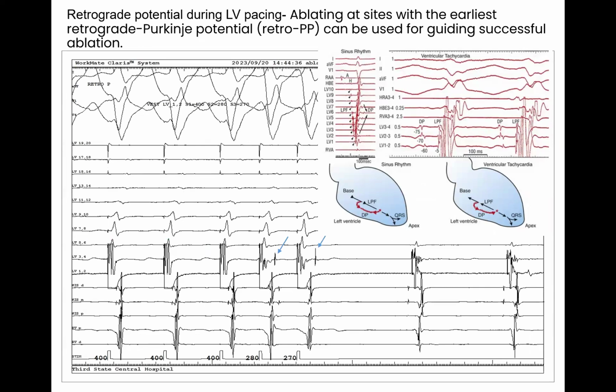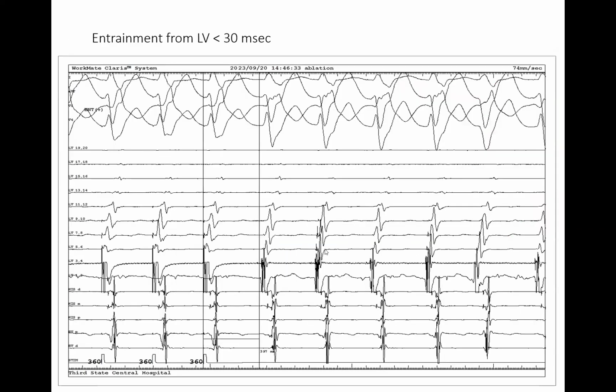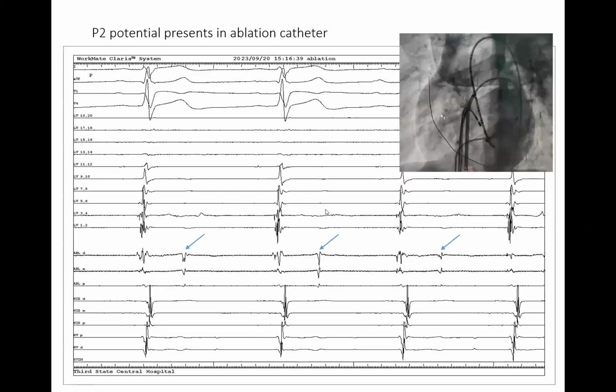Here is our potential again, and we can clearly see now the bigger, more clear diastolic potential. So we had entrainment from the left ventricular side during the ventricular tachycardia. And as you see here, the EKG morphology is almost the same. Also, the VT entrainment from the left ventricular side is less than 30 milliseconds. So it says we are somewhere within the reentry circuit, very close to our ablation site.